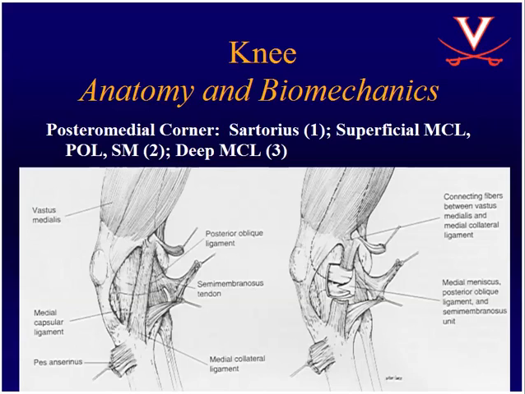What about the layers? There's been a lot of press about the different layers in the knee. I think it's important, if it helps you to organize your thinking about where things are, to think about this layer concept. You have superficial structures such as the sartorius and the superficial MCL, and semimembranosus is more deep. And then the deepest structure of all is the capsule, or the deep MCL.